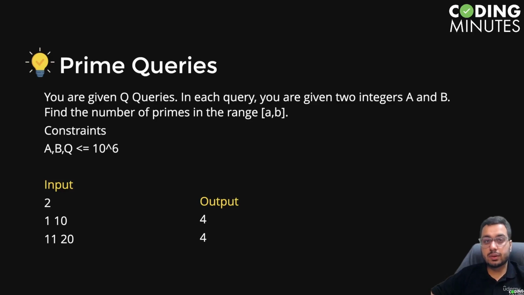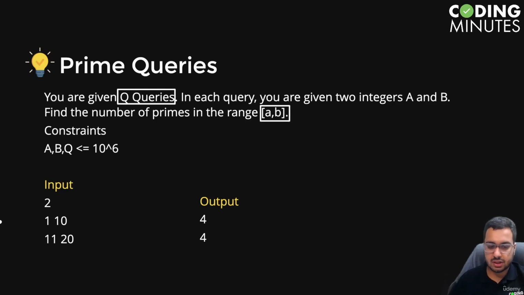Hi, so in this lecture we are going to discuss this problem, prime queries. In this question we are given q number of queries, and in each query we are given two integers, let's say a and b. What we need is to find out the number of primes in the range a to b. Both a and b are included.